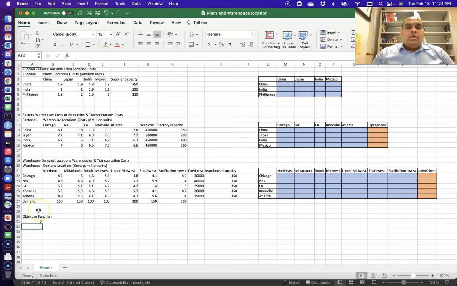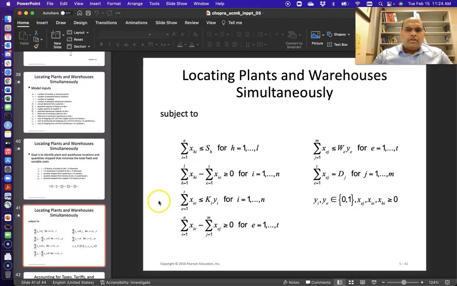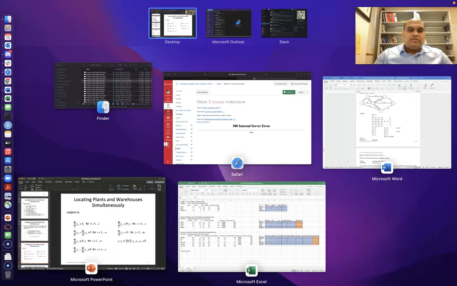Now, once you've done that, we have to write constraints. And we have to write many constraints, as you remember. So go back, you'll notice we have one supply constraint, one capacity constraint for the plant, one capacity constraint for the warehouse, one demand constraint, and 2 sets of transshipment constraints. So in total, we have 6 different sets of constraints, and we have to write all of them. So let's get to it.